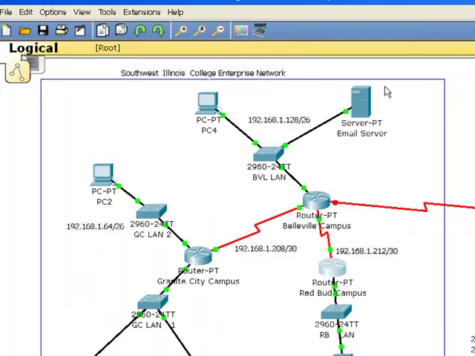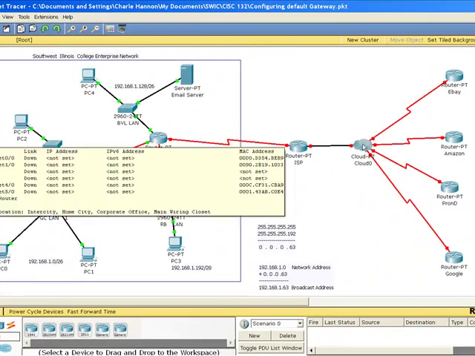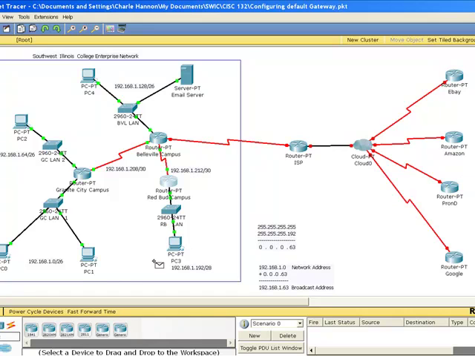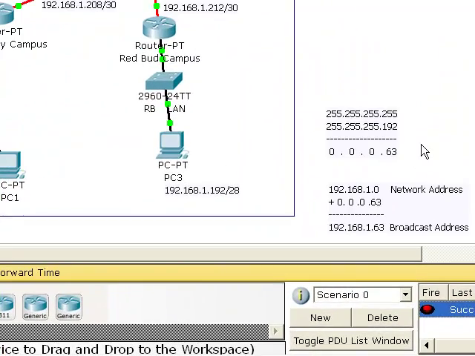So that wraps up my, oh, I should test it probably. Let's see if this is going to work. Uh-oh, not, there we go, success. So this finishes up EIGRP.